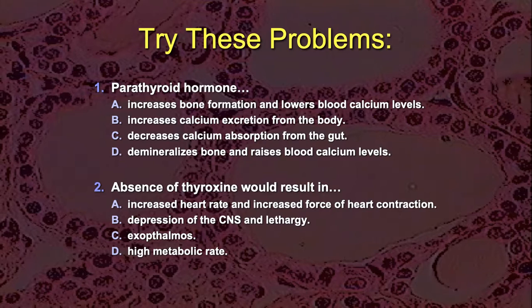All right, number 1, what does he do? Parathyroid hormone does what? D. His job is to raise blood calcium levels, right? And he does that by demineralizing bone, increasing osteoclast activity. Okay? Letter A, increases bone formation and lowers blood calcium level. Who does that? Calcitonin. Okay.